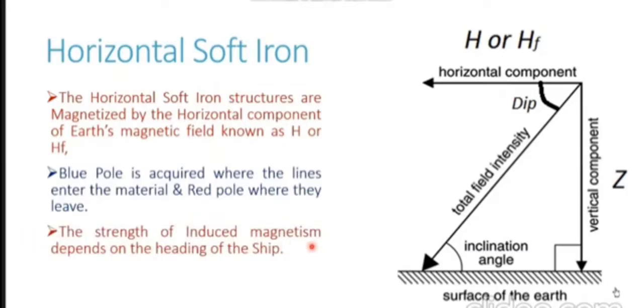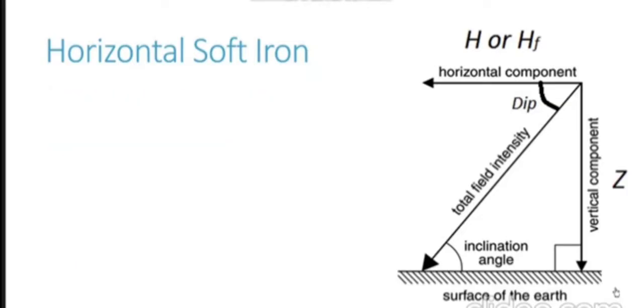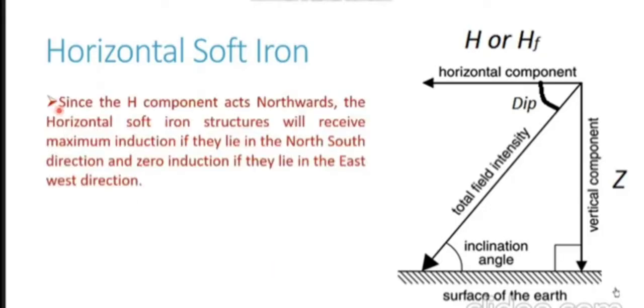Now, the longitudinal is a horizontal soft iron structure. When it is exposed to the magnetic field of the Earth, it acquires magnetism. But the strength of the induced magnetism depends on the heading of the ship. Let's understand this with an example. Know that the H component, the horizontal component of the Earth's magnetic field, always acts northwards. Therefore, the horizontal soft iron structures will receive maximum induction if they lie in the north-south direction, and they will receive zero induction if they lie in the east-west direction.